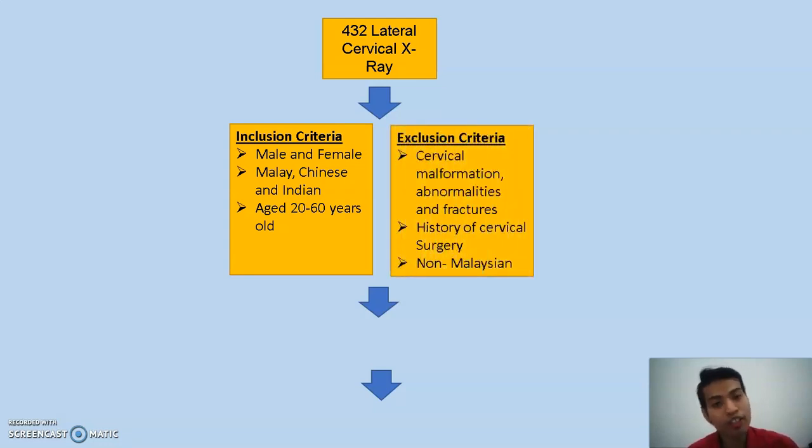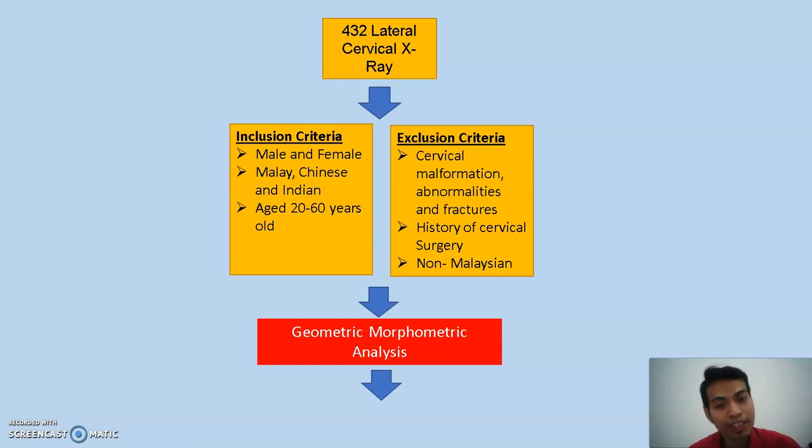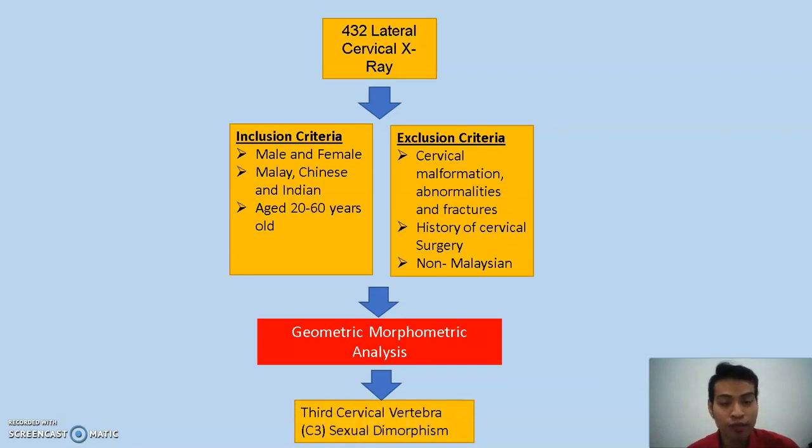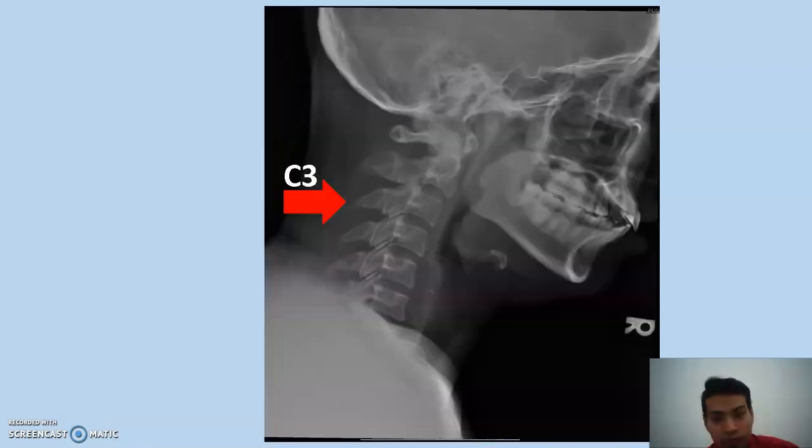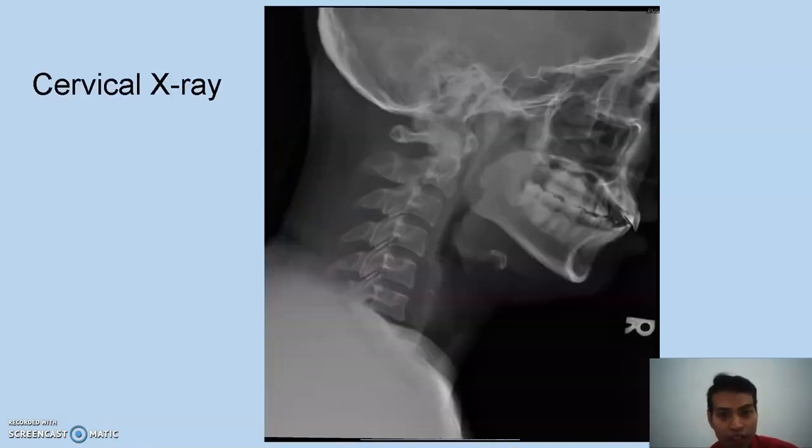We excluded patients with cervical malformations, abnormalities and fractures, any history of cervical surgery done before, and non-Malaysians. Geometric morphometric analysis was performed on those selected X-rays to explore third cervical vertebra morphology and sexual dimorphism between different sexes. This is an example of a cervical X-ray that has been selected in our study.